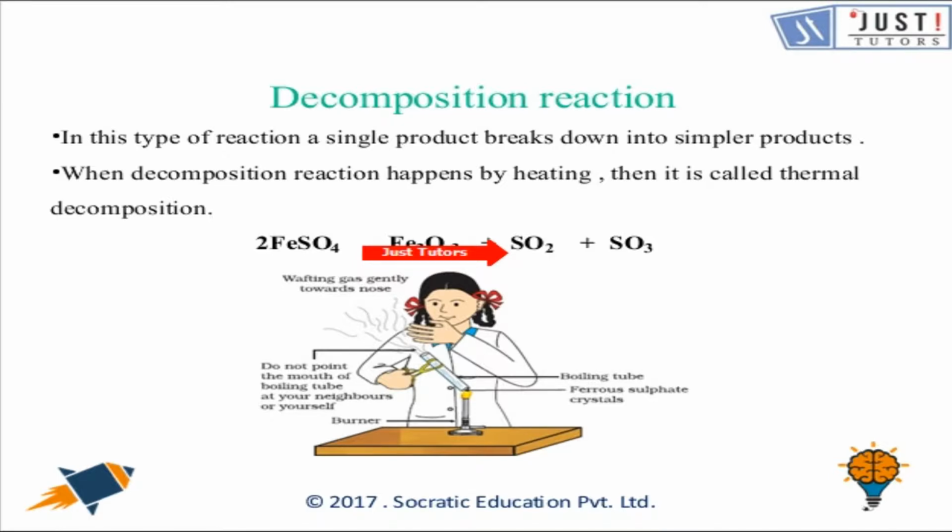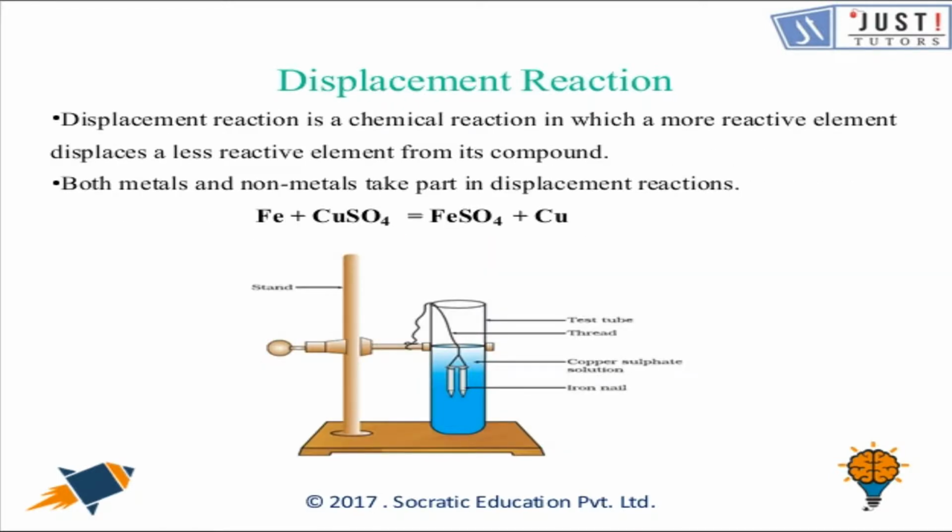Then we can take example of displacement reaction. So as the name is suggesting here, something is displacing the other thing. We have a reactivity series in chemistry in which one element is more reactive than the other. So when in the reactants, the more reactive element reacts with the compound of less reactive element, it displaces the less reactive element and makes the compound.